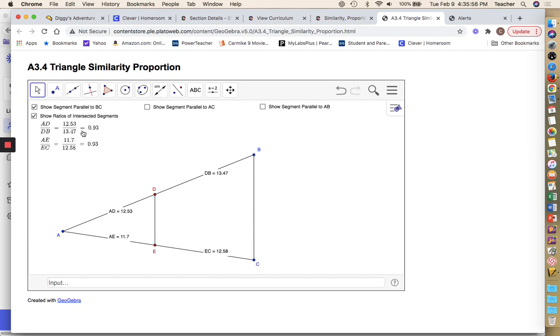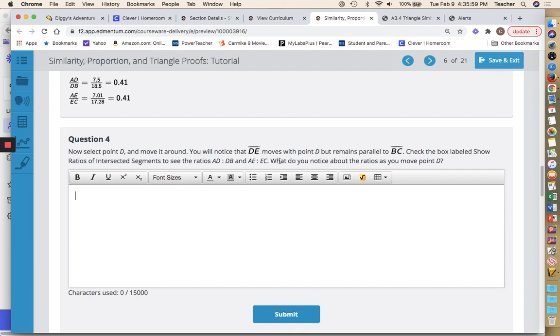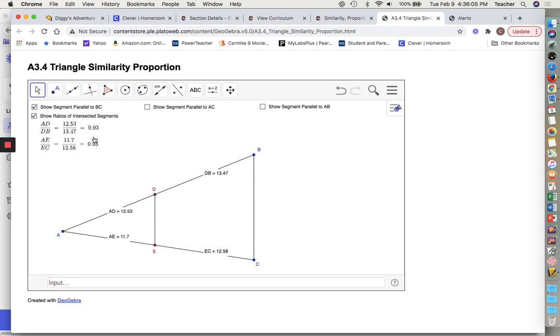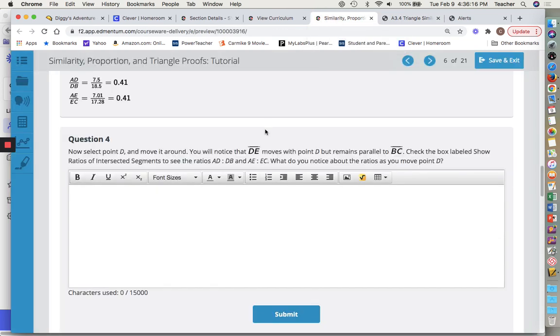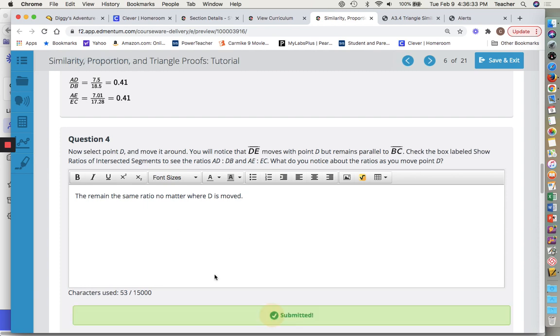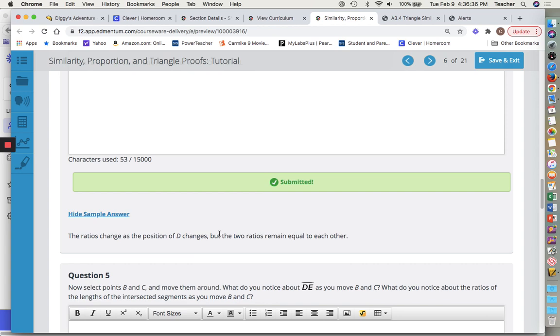All right, so it looks like the ratio is now 0.93 now that I moved it. What do you notice about the ratios as you move point D? Well, they change, but they still remain equal to each other. So if I move it, they change, but they still stay equal. If I move it way down here, they change, but they still stay equal to each other. So the ratios remain the same ratio no matter where D is moved. Okay, the ratios remain equal. Awesome, that's what I got.